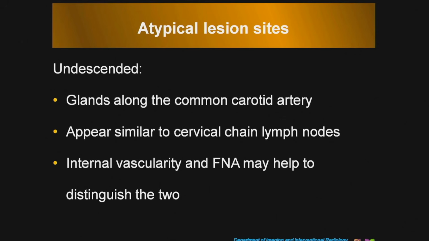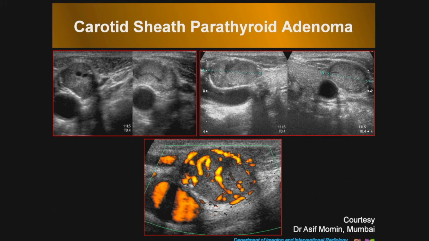Atypical lesion sites, as we said, anything from the angle of the mandible down to the mediastinum. Often they are along the common carotid artery, and they're often mistaken for cervical lymph nodes, but these patients have a different history. They have a history of hypercalcemia, they may have associated renal calculi and everything else that goes with it. So the history is different. And then you have internal vascularity. We'll come to that in a minute.